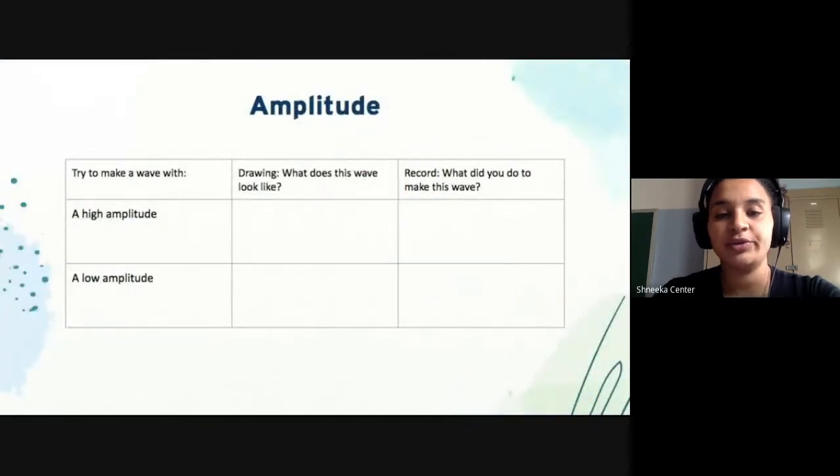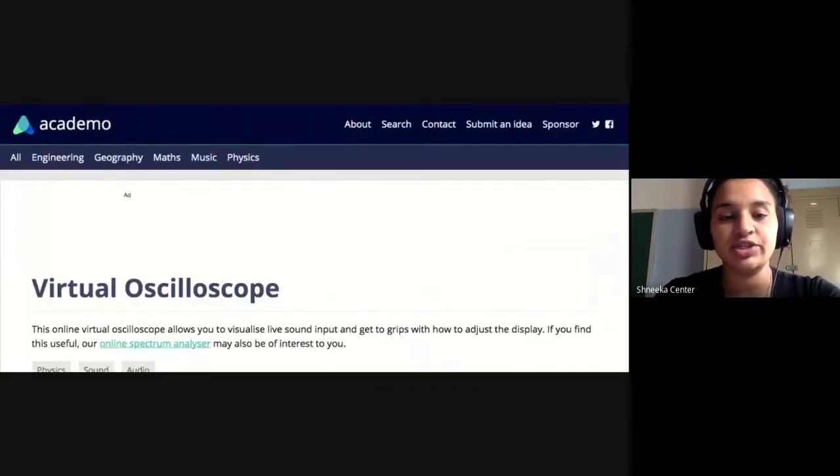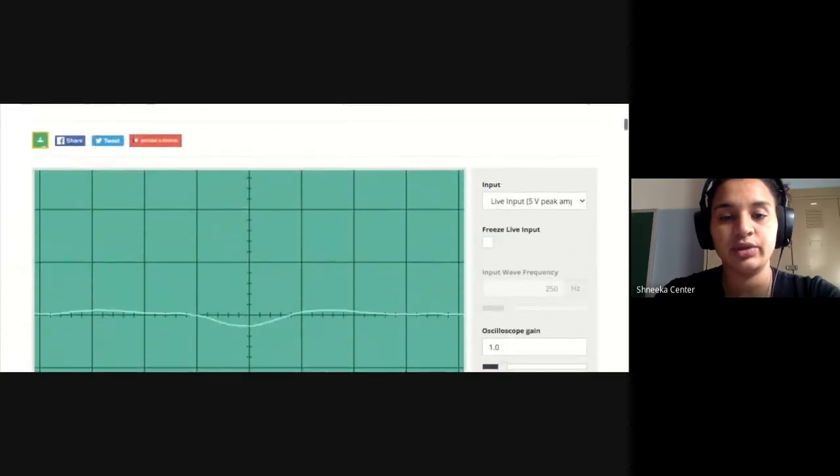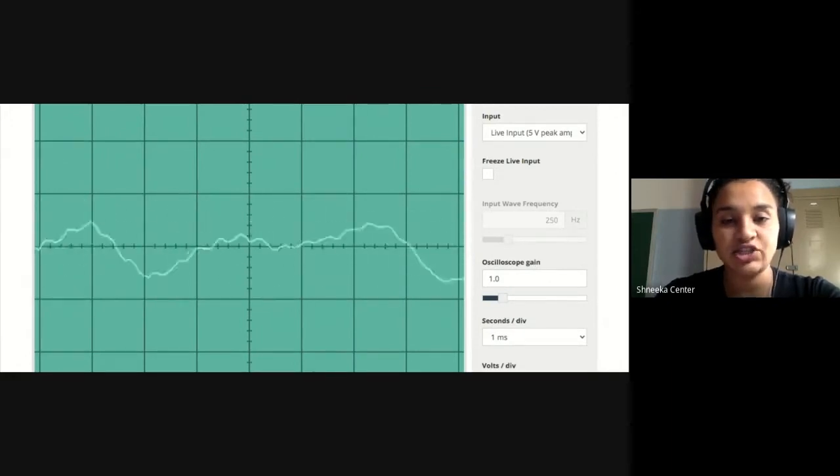As we use the oscilloscope, we're going to track these 3 components: the amplitude, the frequency, and the wavelength. So let's get started using the oscilloscope. When you click the link, you're going to scroll down to this oscilloscope down here. So as you can see, as I talk, waves start to form.